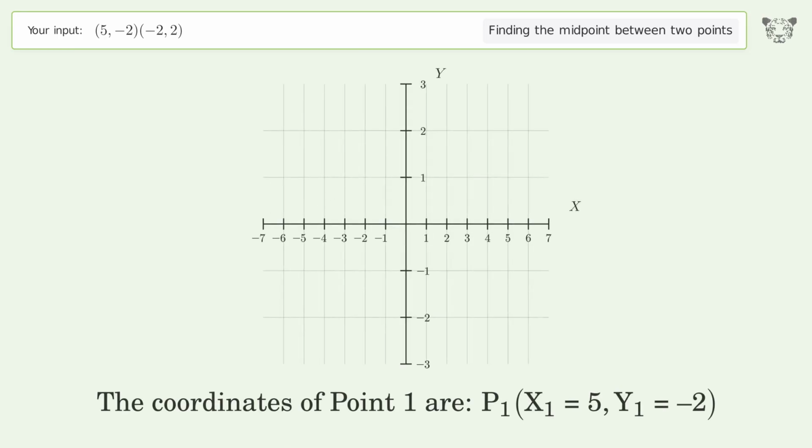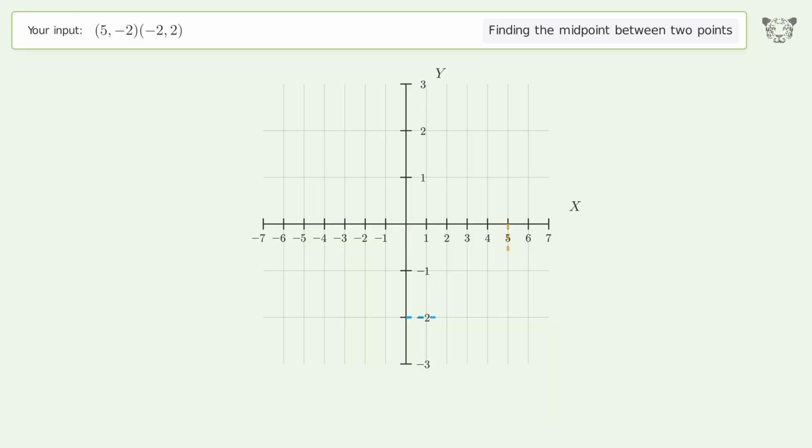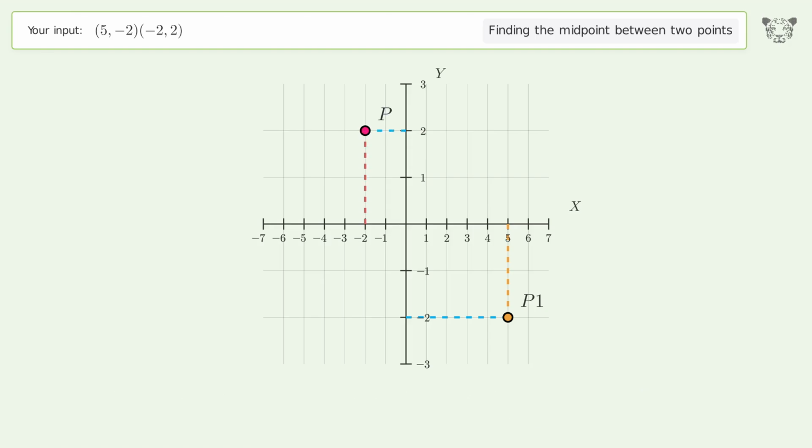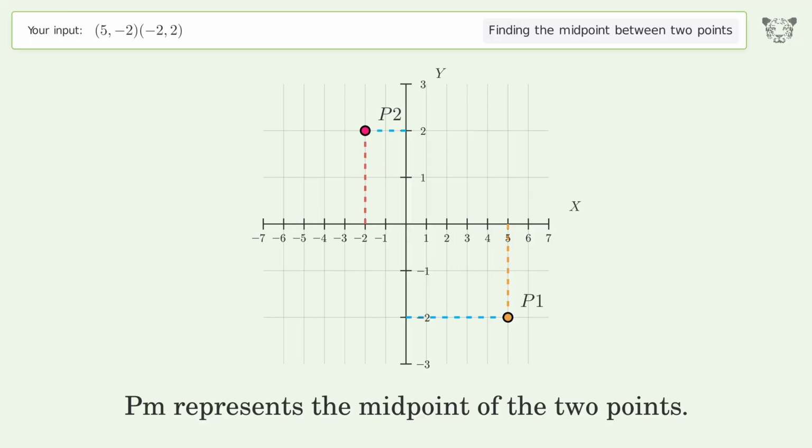The coordinates of point 1 are x1 equals 5, y1 equals -2. The coordinates of point 2 are x2 equals -2, y2 equals 2. PM represents the midpoint of the 2 points.